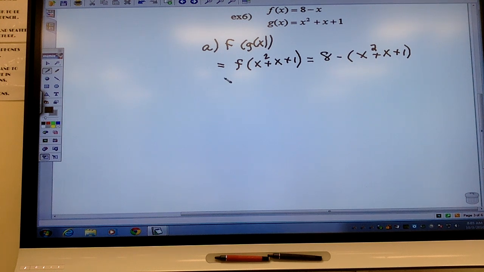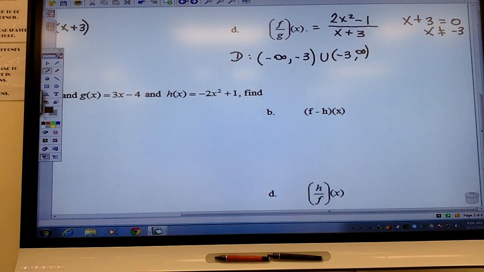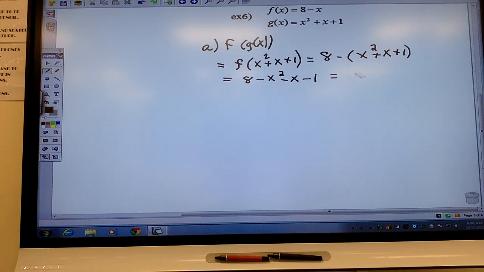So let's rewrite this to say 8 minus x squared minus x minus 1, which basically equals 8. Let's go in order, which will be negative x squared minus x plus 7. So this is my composite of f of g of x.